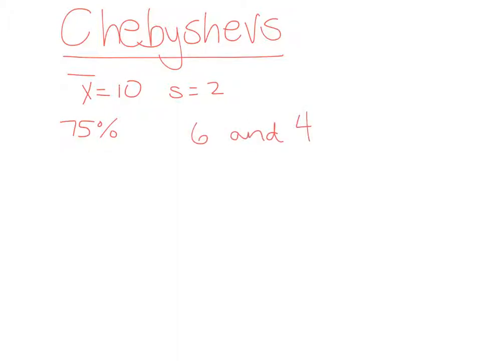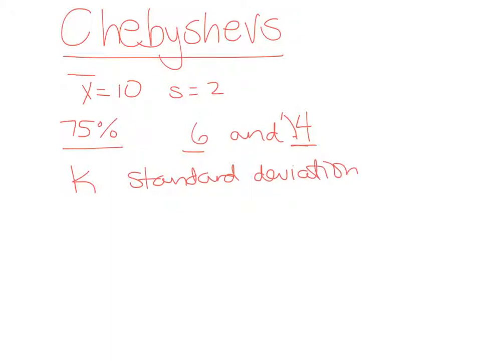How can I guarantee that, you might ask? At least 75% of all the data has to be between 6 and 14. Sorry, I forgot the 1 there. 6 and 14. The reason I know that is a rule that's called Chebyshev's rule. And what it says is the proportion of the data set that will fall between k standard deviations away from the mean is 1 minus 1 over k squared.